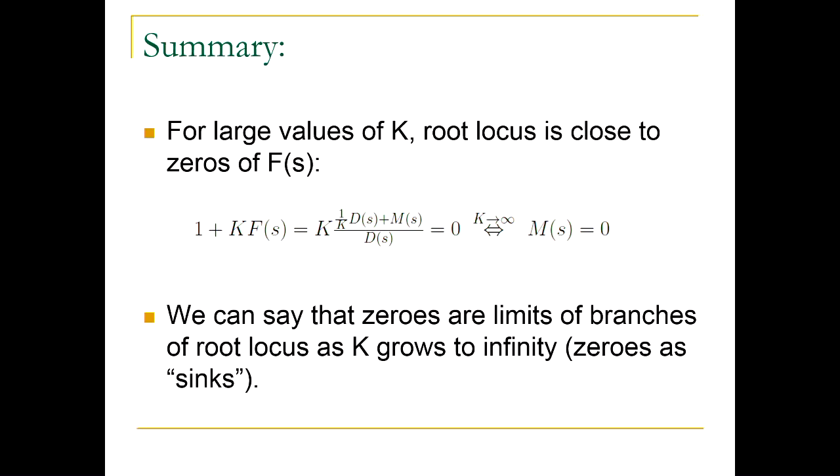So then we have that for large k, m of s equal to 0 would be where some branches would end up for large k. And what does this equation give you, m of s equal to 0? Well, they are all zeros of the open loop transfer function, or f of s. Right? So they are zeros of f of s.